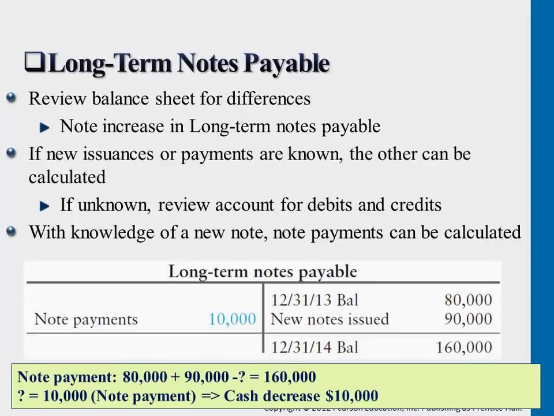New notes issued, we borrow $90,000, cash increases $90,000. Notes payments, we paid off $10,000, so cash decreased $10,000.